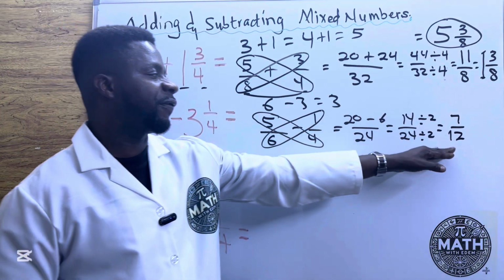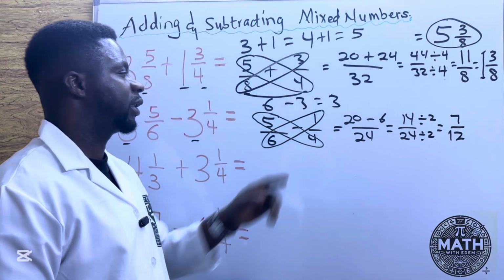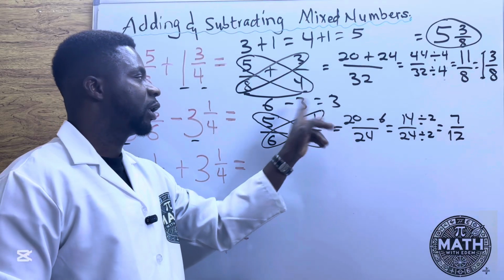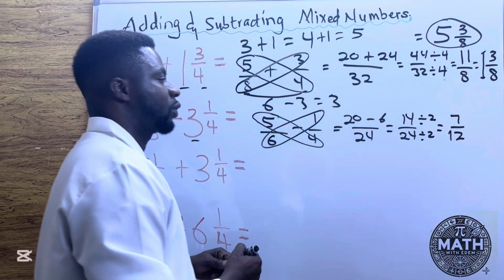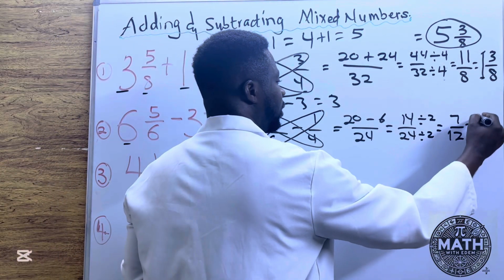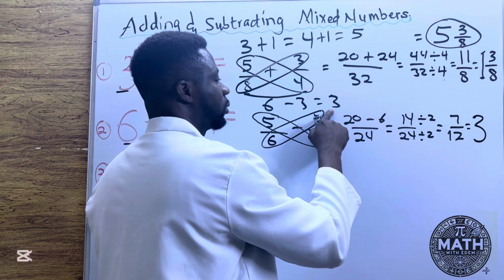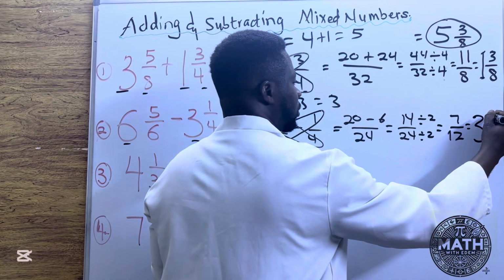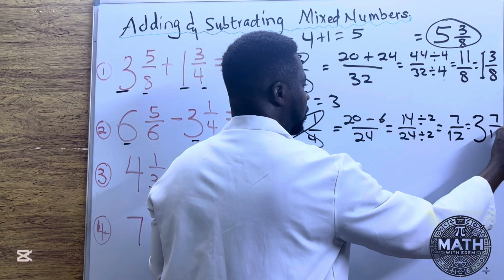So this is a proper fraction. So the next step is, let's bring the whole number. The whole number here is 3. So our final answer is going to be 3 whole, and then this fraction, 7 over 12.